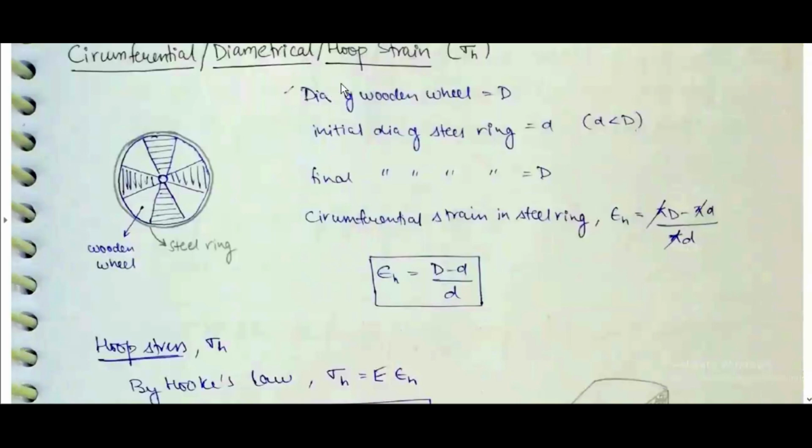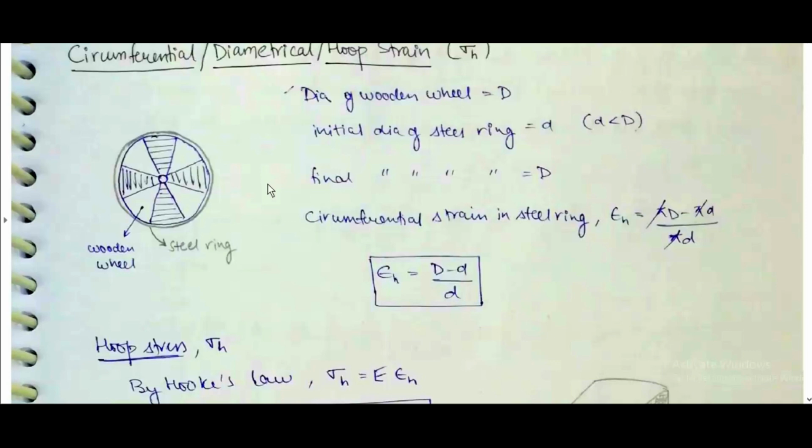Circumferential or diametrical hoop strain, and hoop stress sigma h. Diameter of the wooden wheel is equal to capital D. This is the wooden wheel and these are steel rings. Initial diameter of the steel ring is equal to small d, with small d less than capital D. Final diameter of the steel ring is equal to capital D. This is inside the wooden ring. This is the steel ring, like the steel ring gets fitted into that wooden wheel.